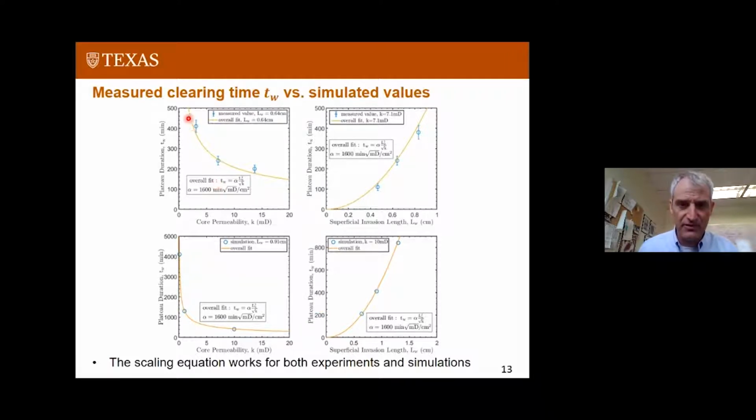And you can see here, the blue points are the measured data. With just one alpha, we can fit all our data as a function of core permeability, as a function of the superficial invasion length, basically how far we invade. And we can see this in the plateau duration for different lengths. This is all for one length, this is all for a different length, and vice versa. So the scaling equation works for both experiments and simulations.